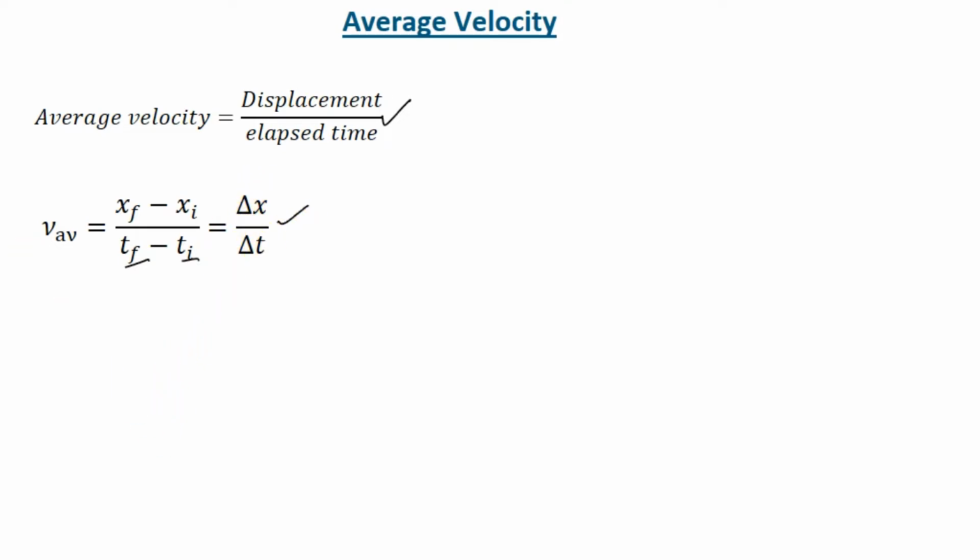Now if you see the dimension for average velocity, the dimension for displacement is length, and for time it is T. So the dimension for the average velocity would be L over T, and the SI unit for the average velocity is meter per second.